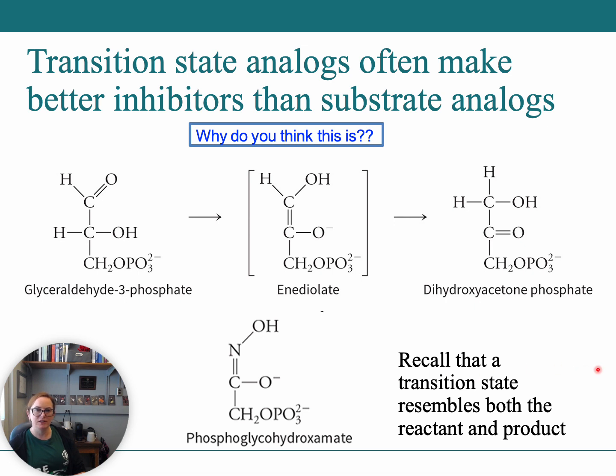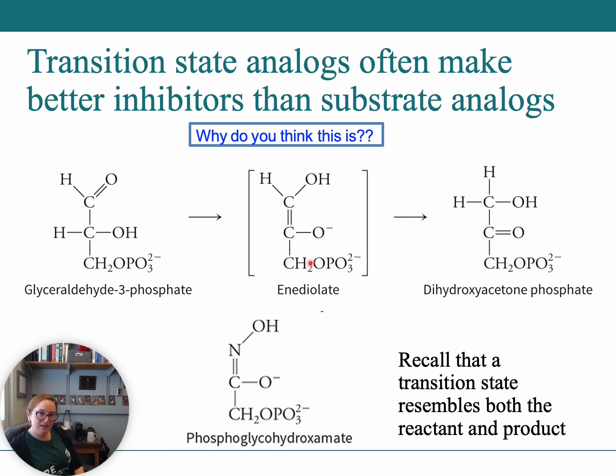Transition state analogs, I've mentioned this already, will often make better inhibitors than substrate analogs, and in fact transition state analogs are often sought after as targets by drug designers. So let's remember that transition states correspond to high energy structures where the bonds are in the process of breaking and forming, right? And so here we've got phosphoglycohydroxamate, and this resembles the proposed transition state in this reaction of glyceraldehyde 3-phosphate to dihydroxyacetone phosphate.